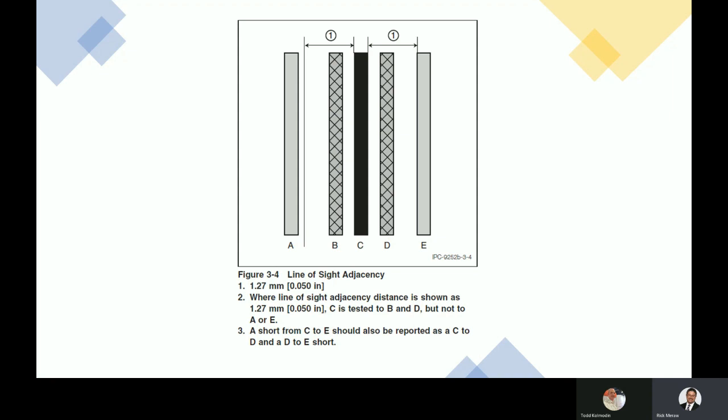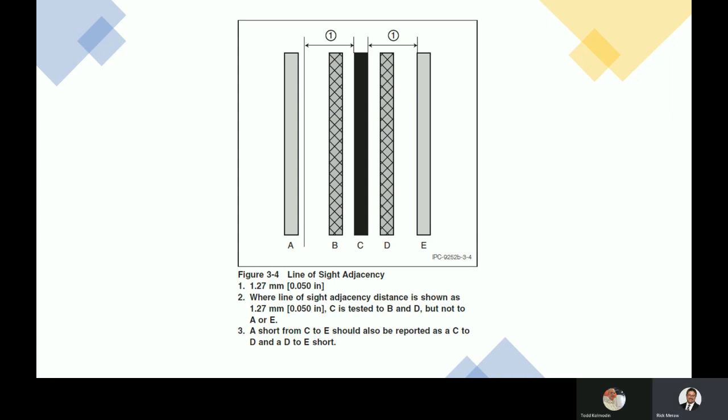So we do a little bit of a little trick. We use something called line of sight adjacency. That means that if you see a trace within a certain value, you're going to test it. If you don't see a trace in that certain value, you're not going to test it for a short. So if A and B traces are spaced more than that window apart, so let's say we use, I think industry standard is 50,000. 50 mil, yeah.